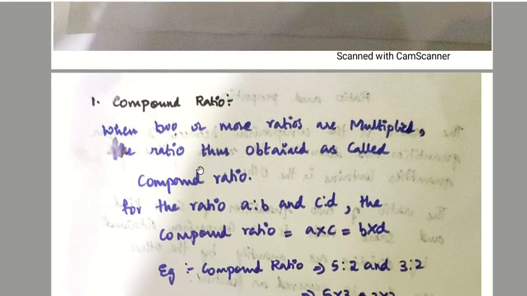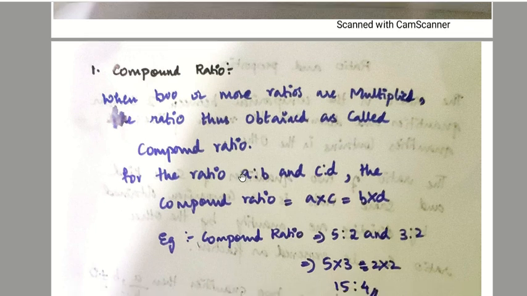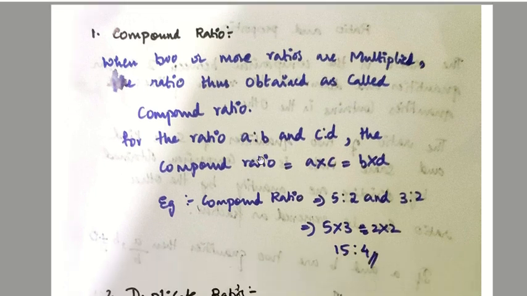So basically there are different kinds of ratios. The first one is compound ratio. When two or more ratios are multiplied, the ratio thus obtained is called a compound ratio. For example, for the ratios A is to B and C is to D, the compound ratio will be A into C is to B into D. For example, 5 is to 2 and 3 is to 2, they have given the ratios, and you're supposed to find out the compound ratio.